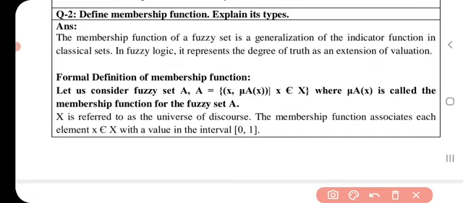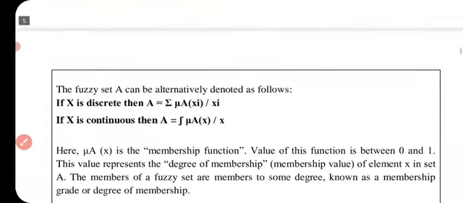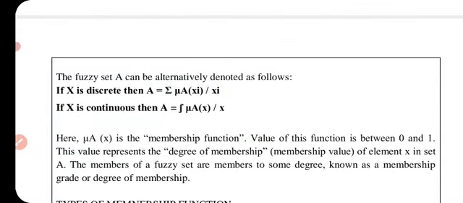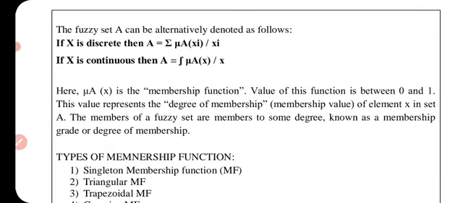X is referred to as the universe of discourse. The membership function associates each element x belonging to X with a value in the interval 0 to 1. The fuzzy set A can be alternatively denoted as follows. The fuzzy set can be of two types, discrete or continuous. The values may be in discrete form, with values at different intervals, or in continuous form.